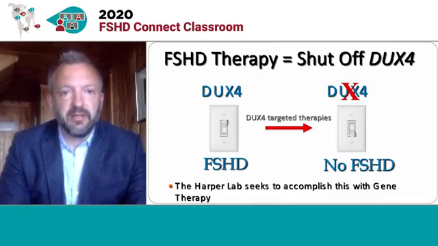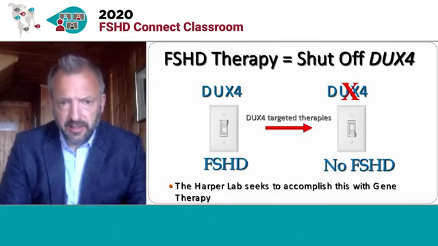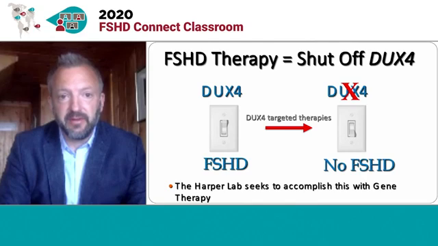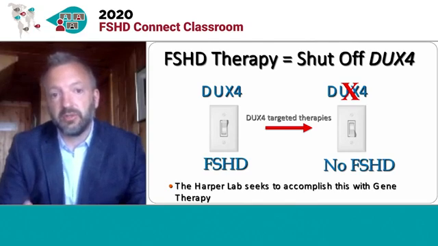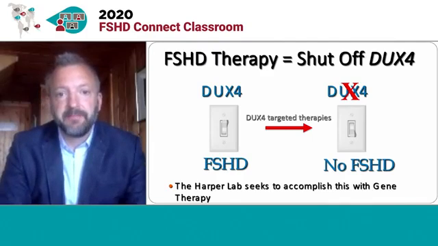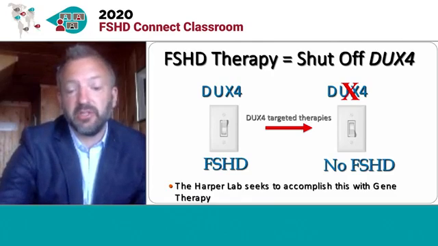And that's illustrated here in this slide where in FSHD, DUX4 is on, the light switch is up, and the DUX4 targeted therapies that we and others are trying to develop are designed then to turn that light switch off, shut off DUX4, and hopefully then have some benefit for the disease and switch a condition from FSHD to no FSHD. And we're trying to accomplish that with an approach called gene therapy. And I'll tell you more about that in the next few slides about what gene therapy is.